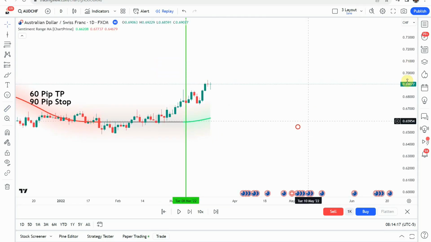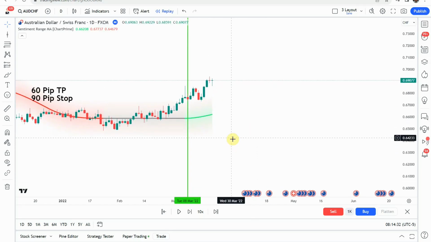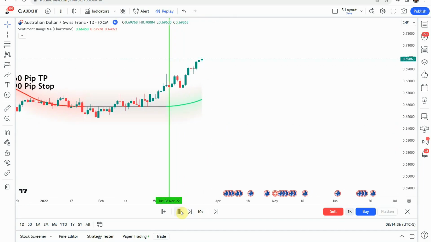So the first signal that we pick up is a buy signal. You can see that we get that coloration shift there from the gray color to the green color here. We get a little bit of bouncing consolidation here and then a nice spike to the upside, which does get us to our take profit. Let's go ahead and continue on.